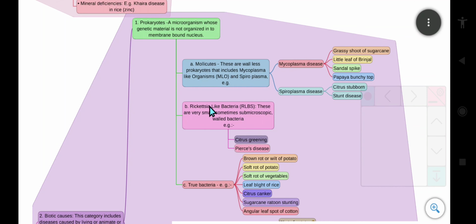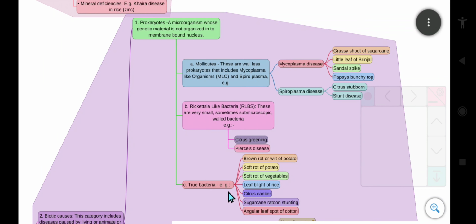And B is rickettsia like bacteria, means RLBs. These are very small, sometimes submicroscopic walled bacteria. Its examples are citrus greening and Pierce's disease. And C, in these prokaryotes, true bacteria.